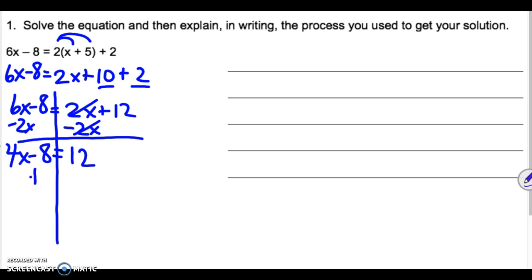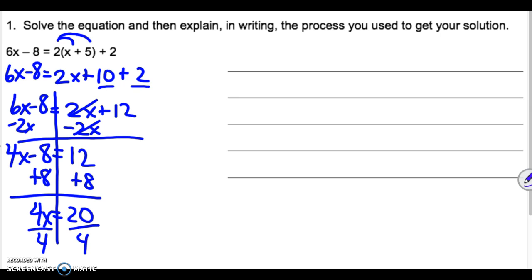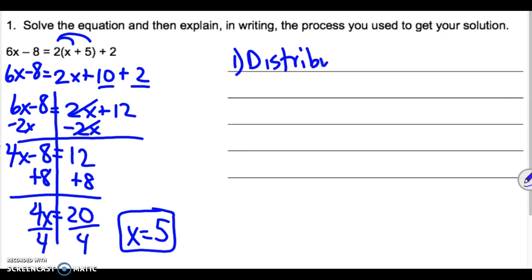Now we're going to add 8 to both sides. You get 4x equals 20, and then divide by 4. We have isolated that x to be 5. So if you had to list what we just did, number 1, we did distributive. Somewhere in your explanation, you should have distributive.